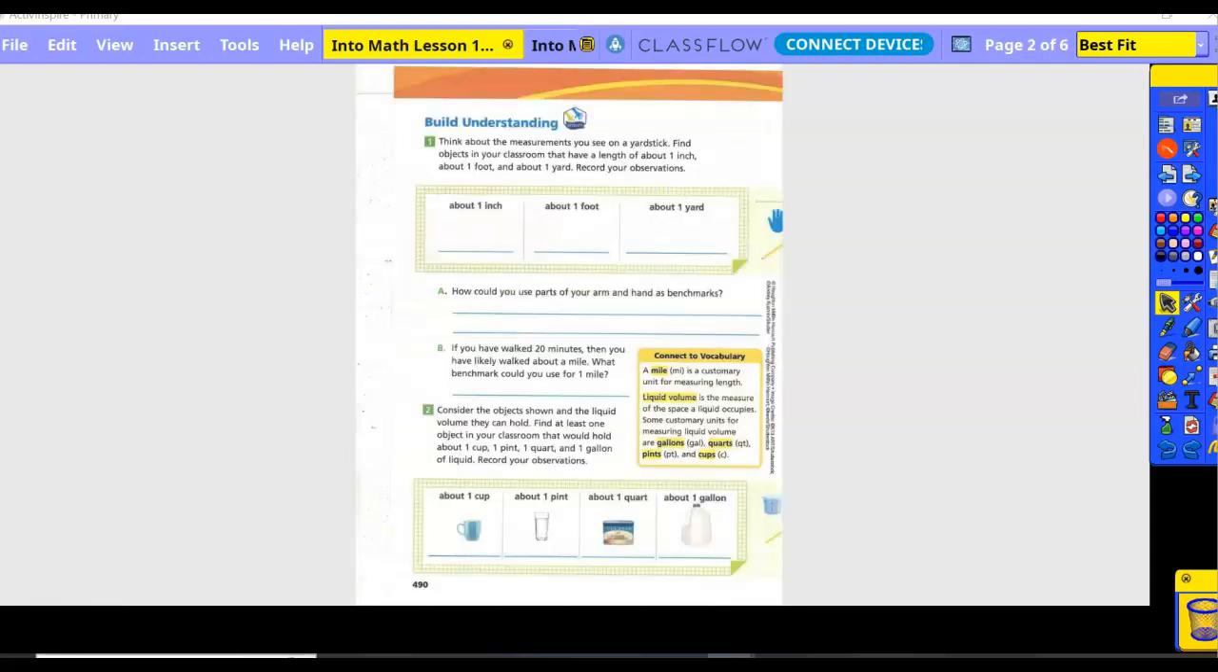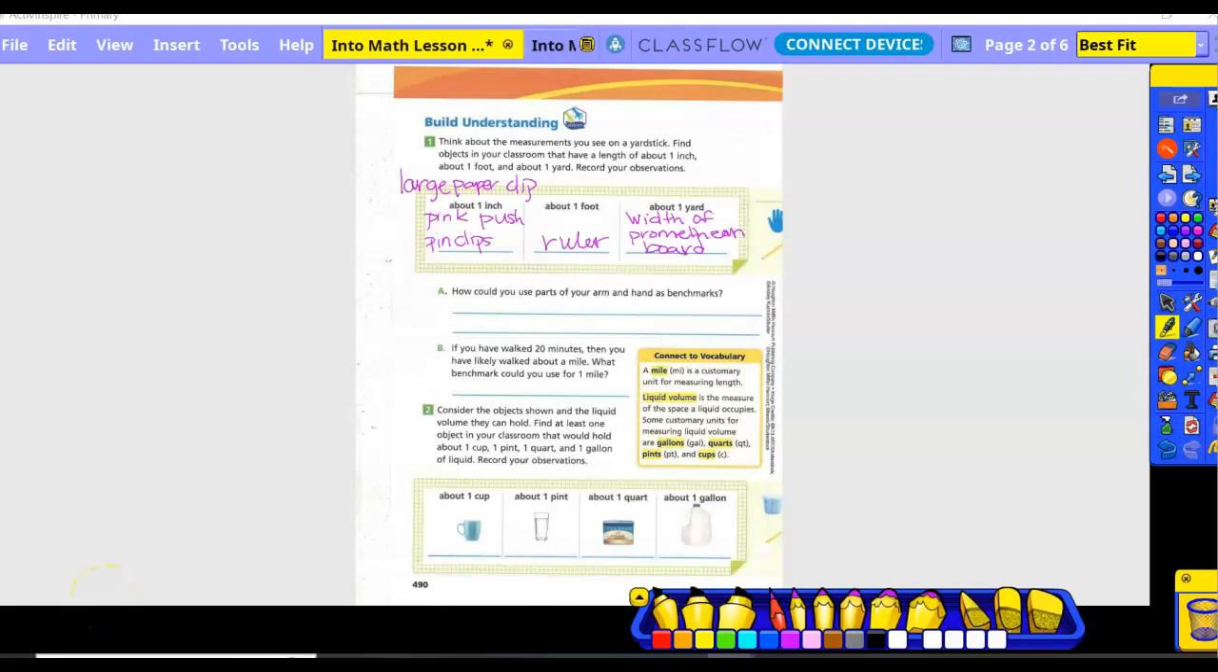Build understanding number one. Think about the measurements you see on a yardstick. Find objects in your classroom that have a length of about 1 inch, about 1 foot, and about 1 yard. Record your observation. Okay, so then we came up with some objects that would be about 1 inch, 1 foot, and 1 yard. Then we talked about how you could use parts of your arm and your hand as a benchmark. We talked about how your knuckles could be used as a benchmark for 1 inch, right? And then your elbow to your wrist could be about 1 foot.